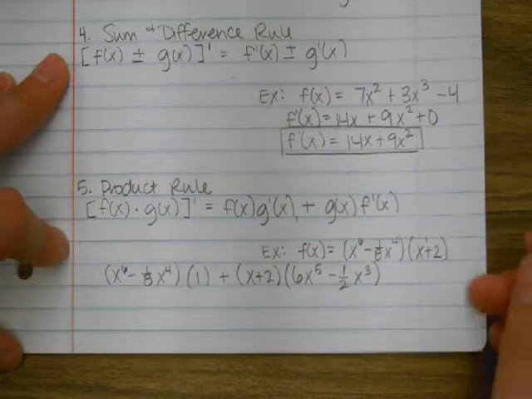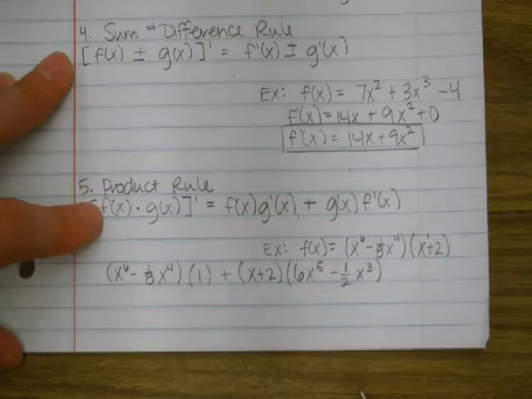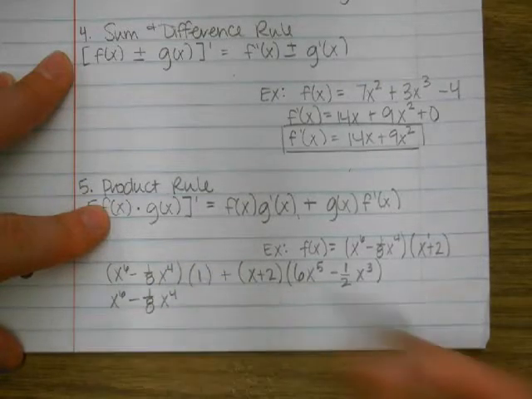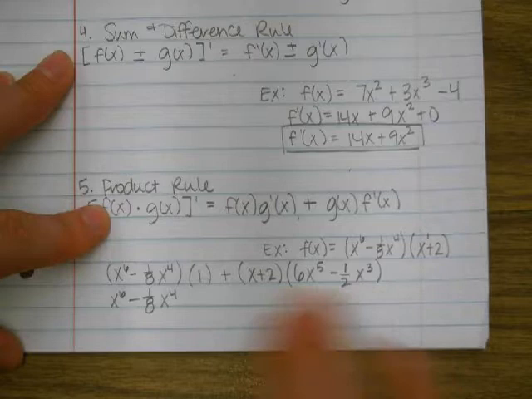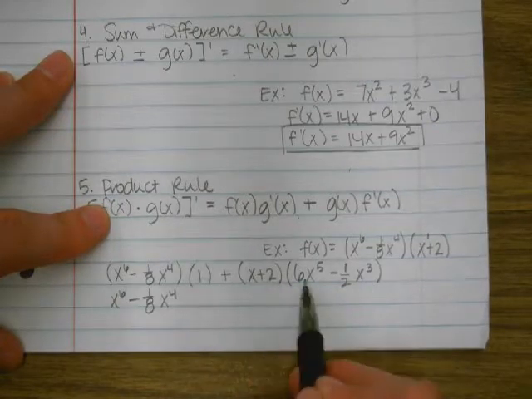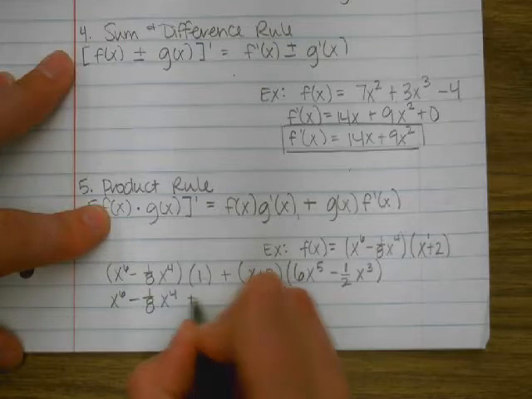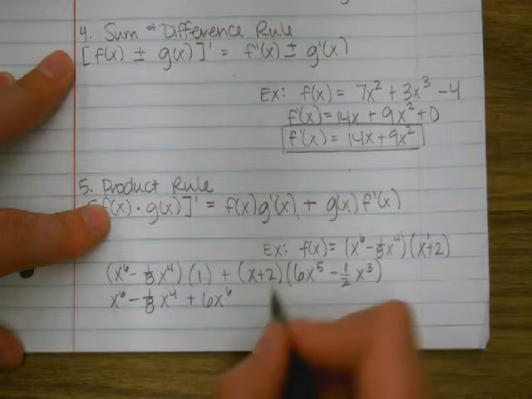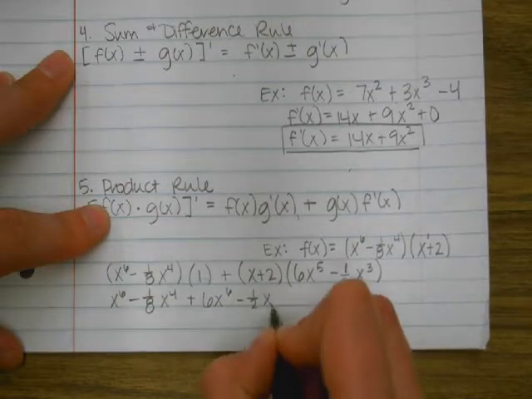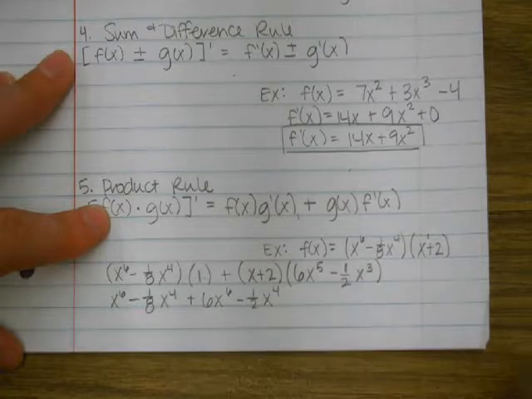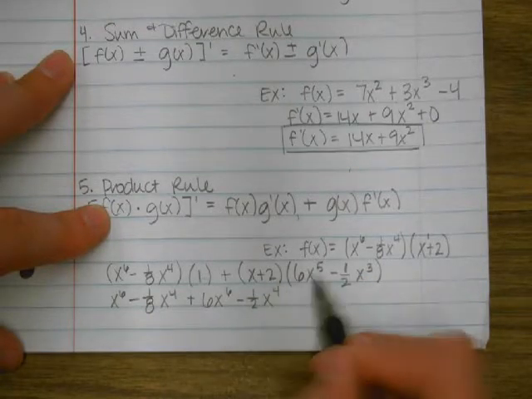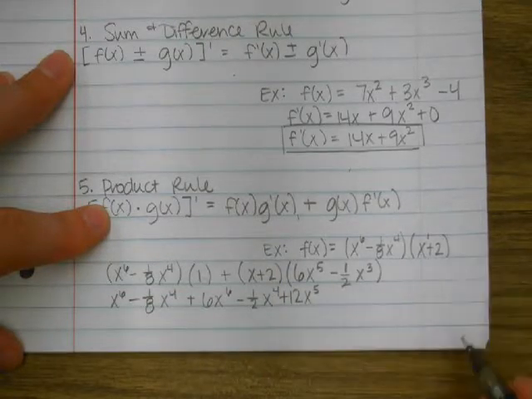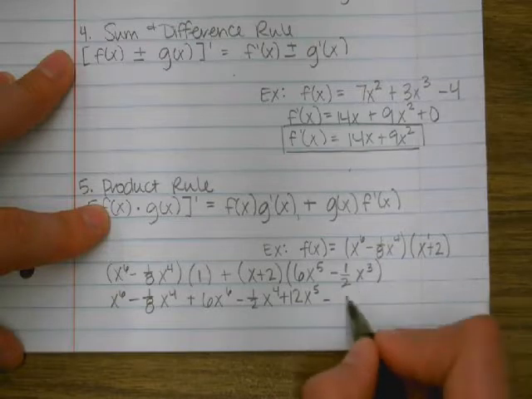At this point, we've got a little bit of work to do. This first one's being multiplied by 1. That's pretty simple. We can go ahead and just rewrite that. Over here, I need to FOIL this out. I've got to multiply all that. So I've got x multiplied by 6x to the 5th, which would be 6x to the 6th. I have x being multiplied by negative 1/2 x to the 3rd, so that would just be negative 1/2 x to the 4th. Then I've got 2 being multiplied by 6x to the 5th. And I have 2 being multiplied by negative 1/2 x to the 3rd.